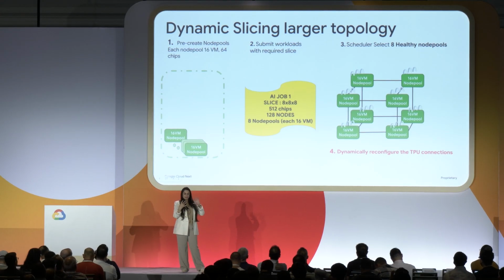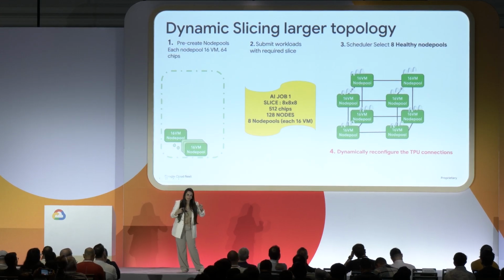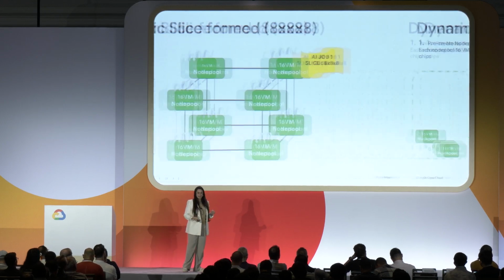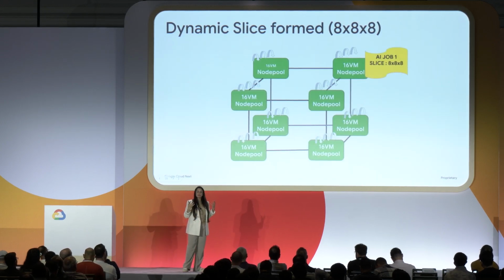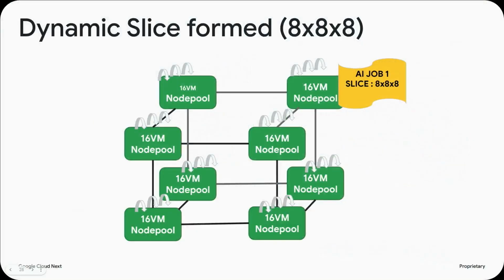And I've shown you the 3D dimension here just because this is Ironwood, and that's how it works. Those tiny, small arrows that you see on each one of the node pools are wraparound links. And this is how it looks. This was formed all dynamically at runtime for you within a few seconds, compared to the minutes that it would have taken if you had to create the node pool for it.